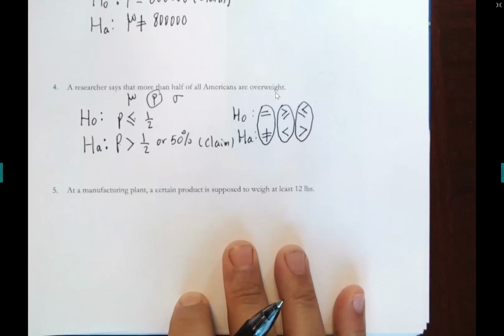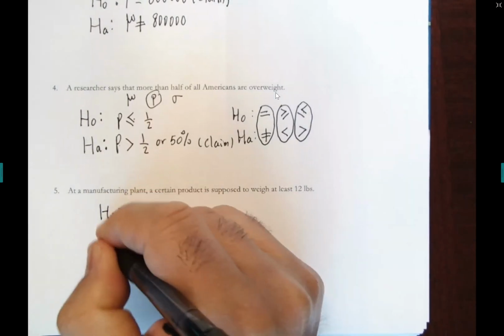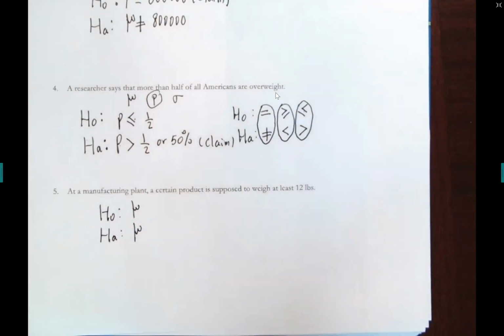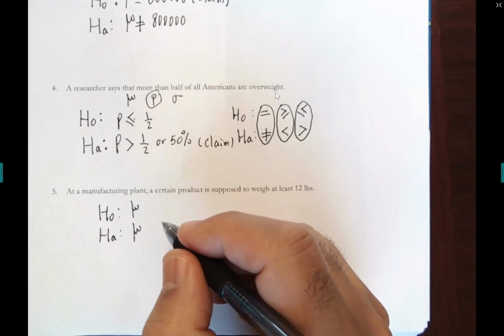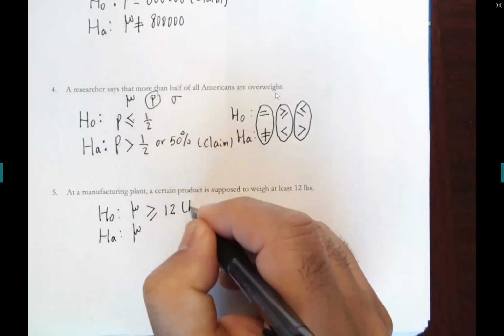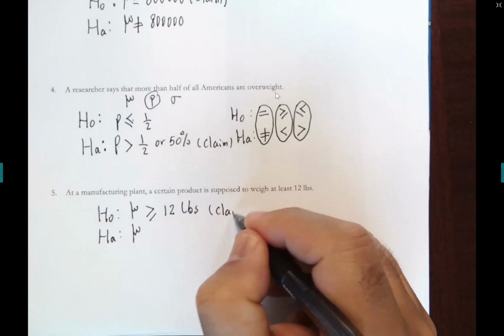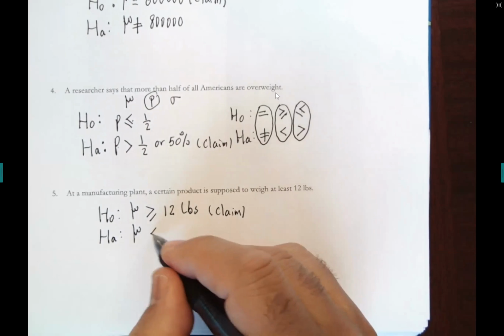At a manufacturing plant, a certain product is supposed to weigh at least 12 pounds. So this is the mean. Okay, what is at least, guys? If you say at least, it's more than or equal, yes. More than or equal to 12 pounds. This is the claim. And guys, if this is more than or equal, then this is less than 12.